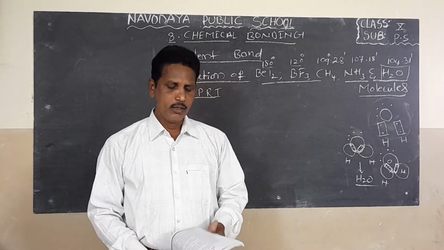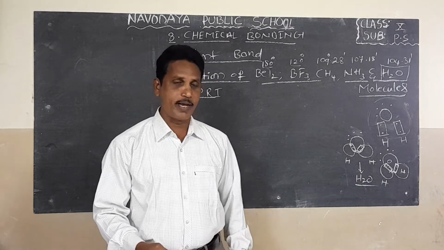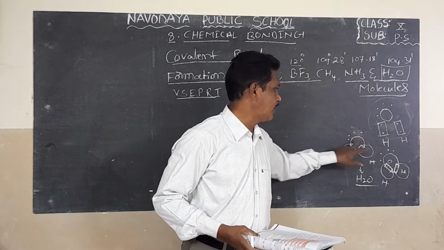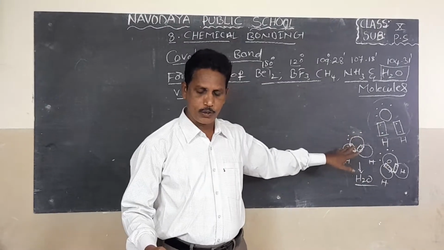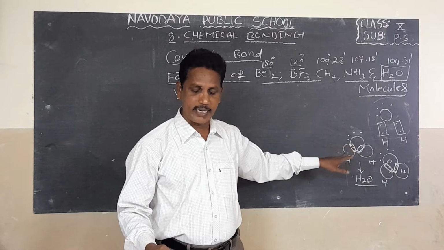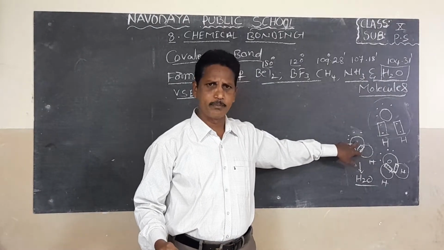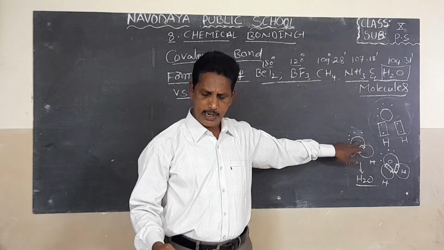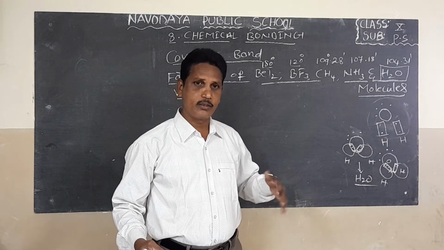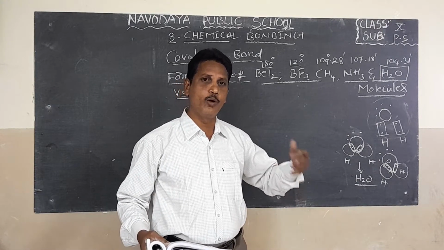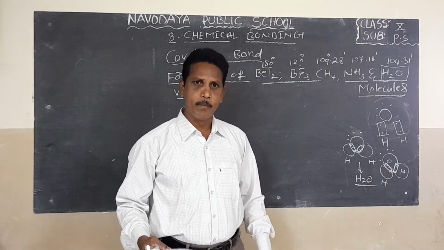There are 2 lone pairs of electrons present in the H2O molecule. Third point: lone pairs occupy more space. These lone pairs of electrons occupy more space in the H2O molecule, more space around the central atom. Here, oxygen is the central atom. Lone pairs of electrons occupy more space around the central atom than bond pairs.